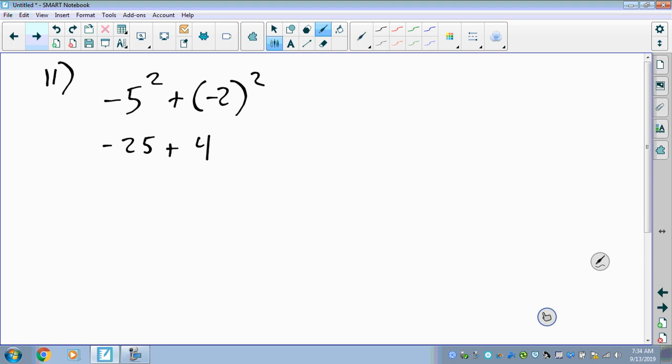Good? Negative 25 plus 4 is negative 21. Don't make this mistake. So many people make this mistake. I know it's a little bit difficult to wrap your head around, but the more you do these, the easier it's going to become.